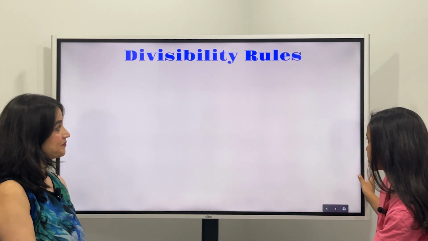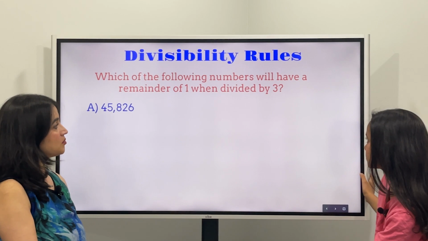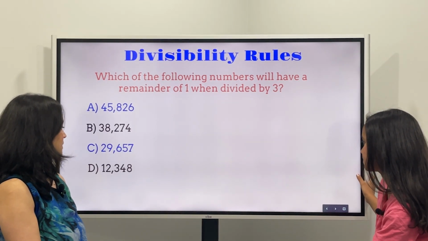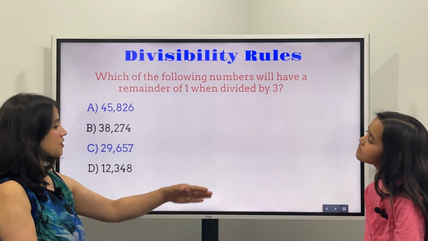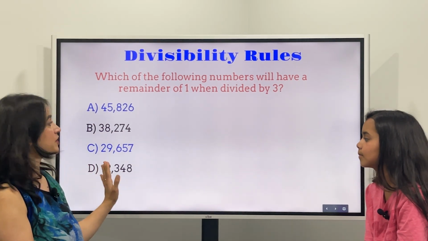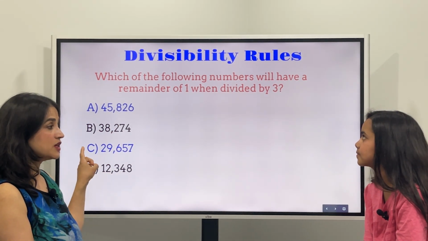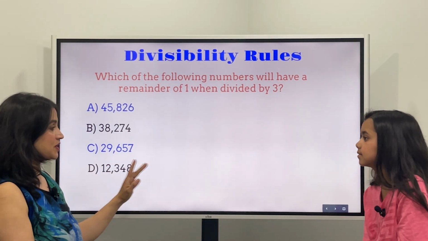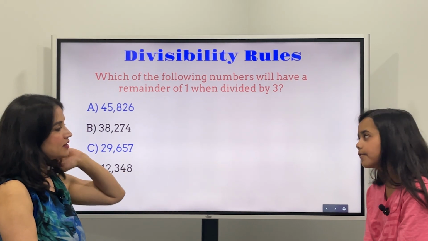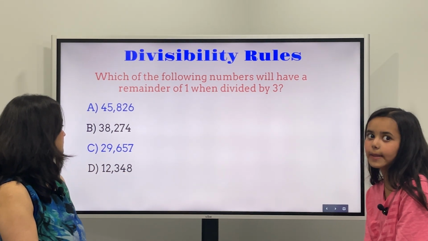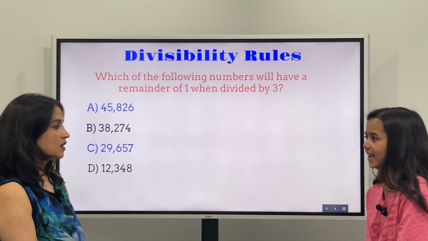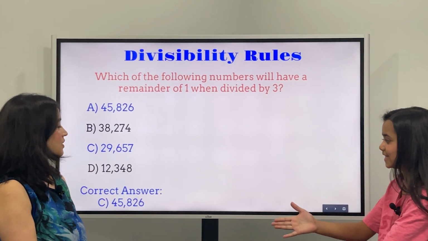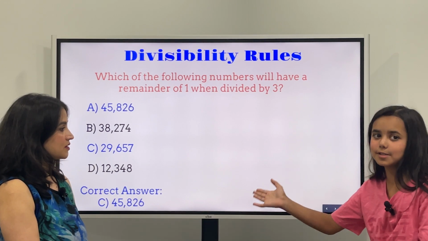You're right. Next, which of the following numbers will have a remainder of 1 when divided by 3? So what do you think? Before we get the answer, what strategy do we need to use? We have to add up all the numbers. So let's see what we think that it is. I think it's A. Let's see the example. It's supposed to be A.